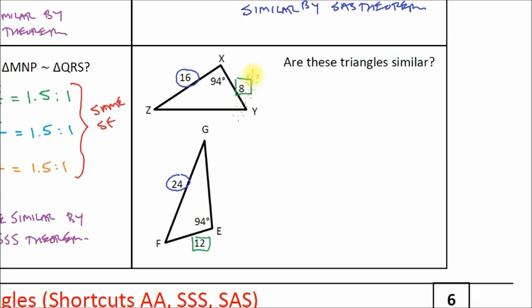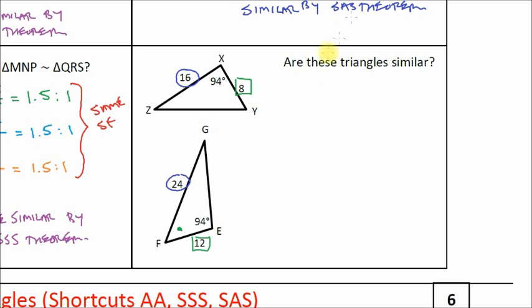Let's take a look at our included angle. Oh, we got a problem. Our included angle, this angle is included. Angle X is included between the two sides. But the 94 degrees, that needed to go right here. And that's not where it is. We don't know what the included angle F is. So because of that, we don't know whether they're similar or not.